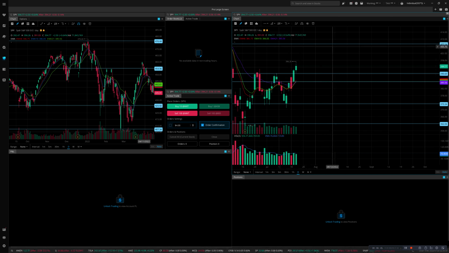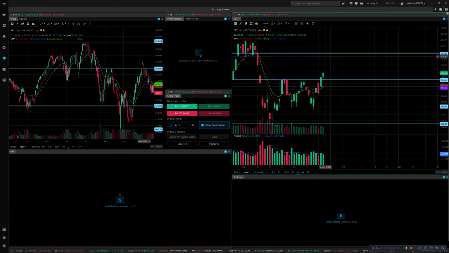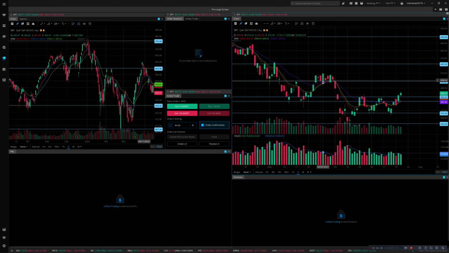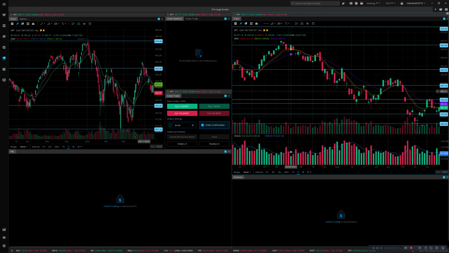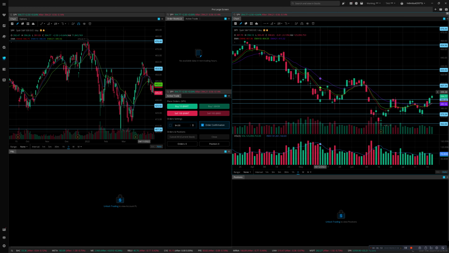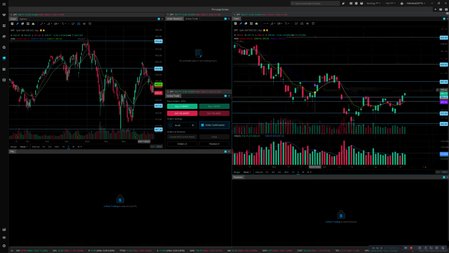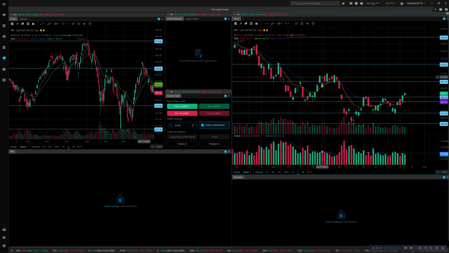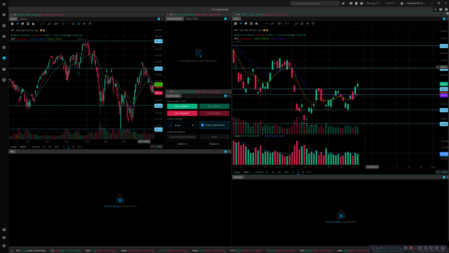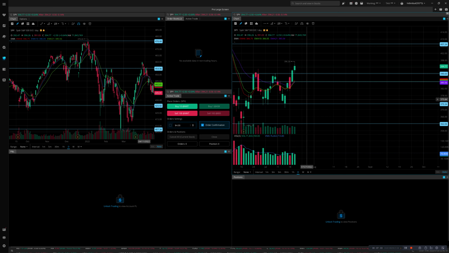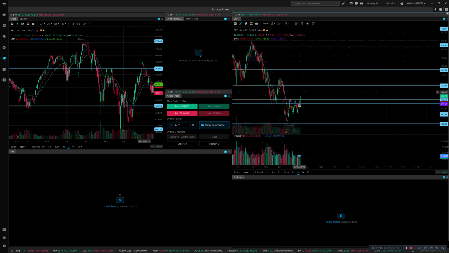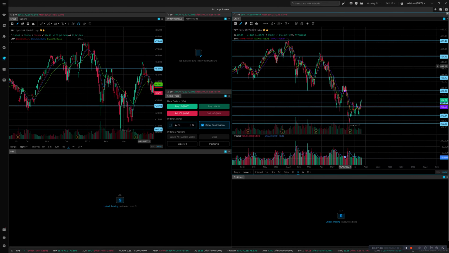And it might run all the way to 407 because it's going to try to test that line, as we've tested it multiple times in the past. As you see here, we tested it once, twice, and it became support right here a couple times. So now we might retest it here, or we could fall down. So that's kind of how to read that chart.